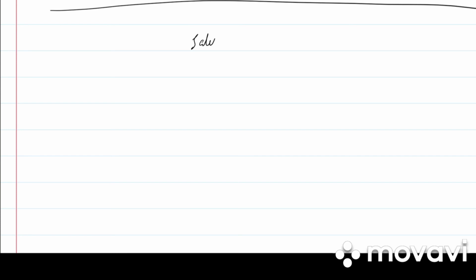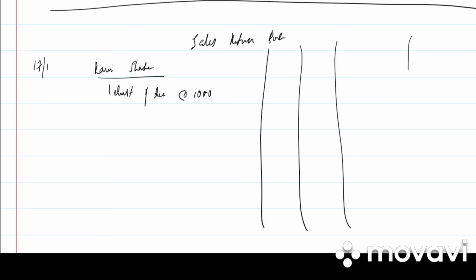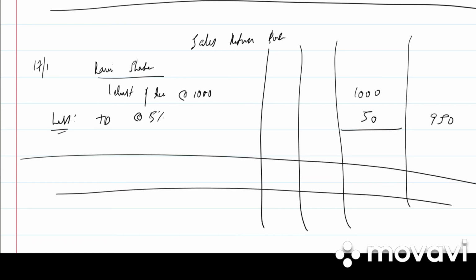Last we have sales return book. Instead of debit note number we have credit note number. Date is 17 Jan. Ravi Shankar. 1 chest of tea at 1,000. Less trade discount at 5%, we get 50. Total is 950.